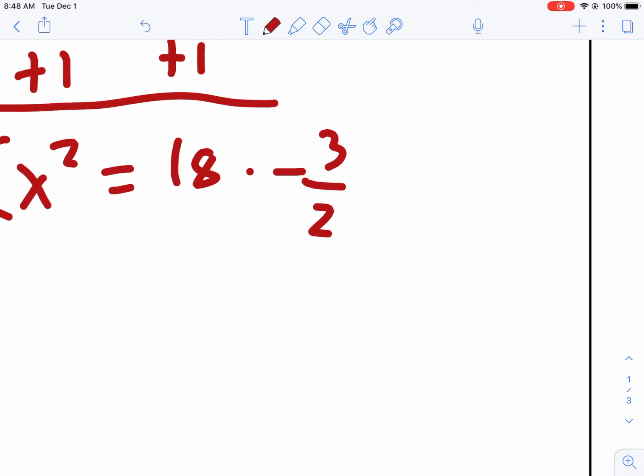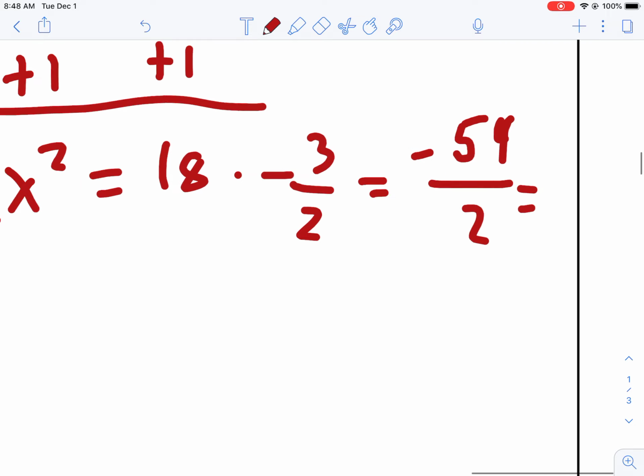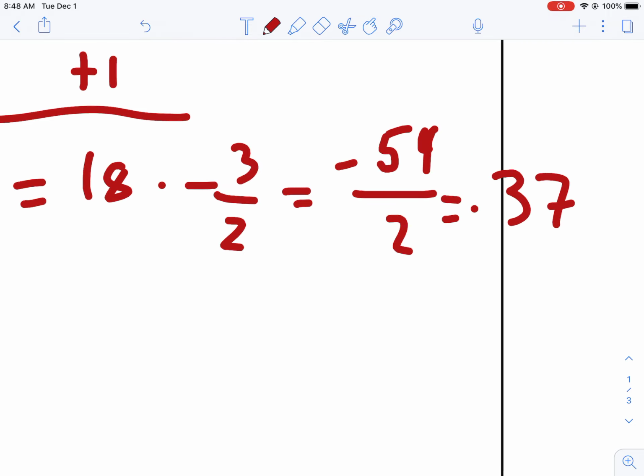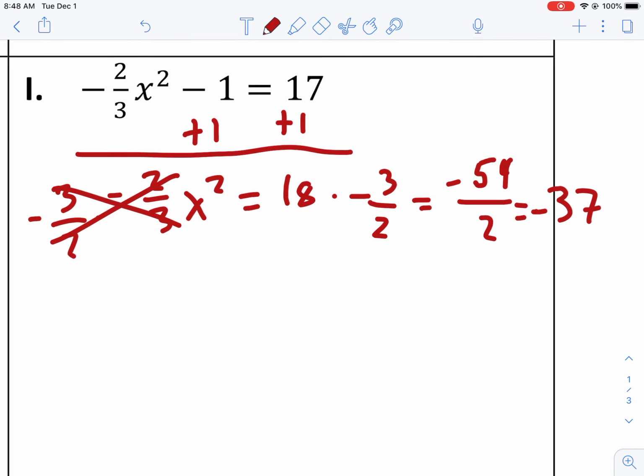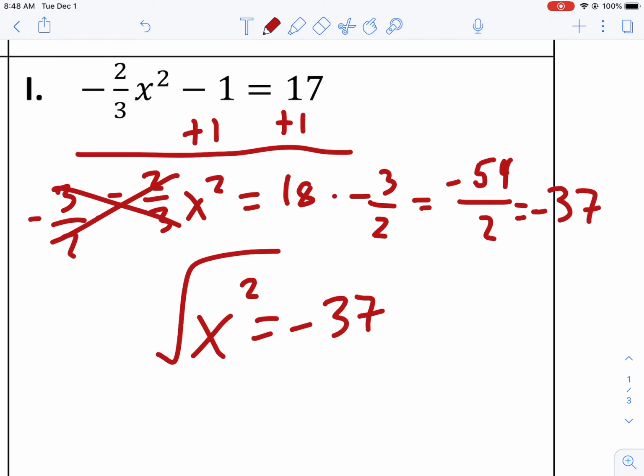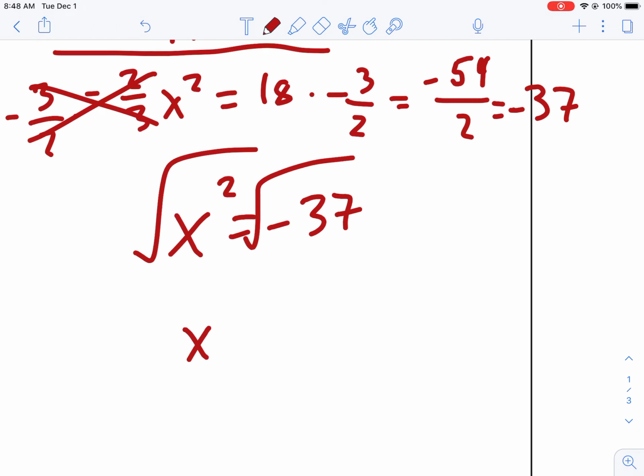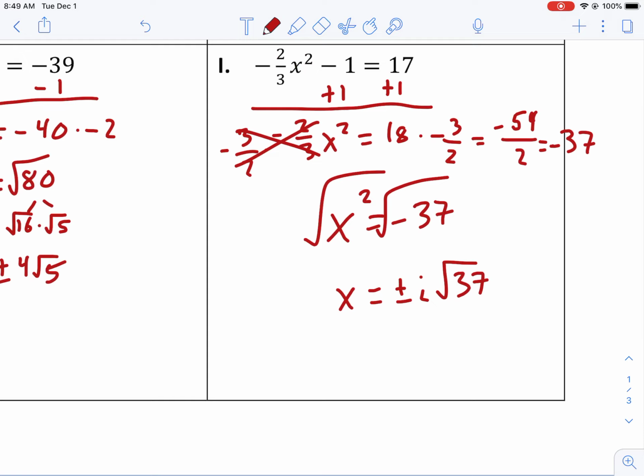Well, remember, you can multiply straight across, so 18 times negative 3, that's negative 54 over 2. Negative 54 divided by 2, that's negative 27. So we've got x squared equals negative 27. Take the square root on both sides. 37, I feel like, can't be broken up. But there is a negative sign, so we can pull that out and make i, so we can just have plus or minus i radical 37.